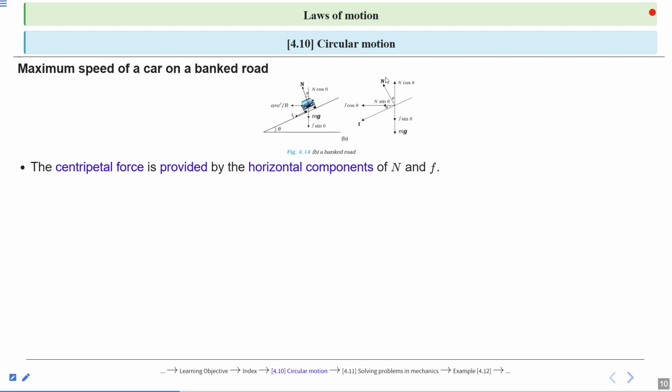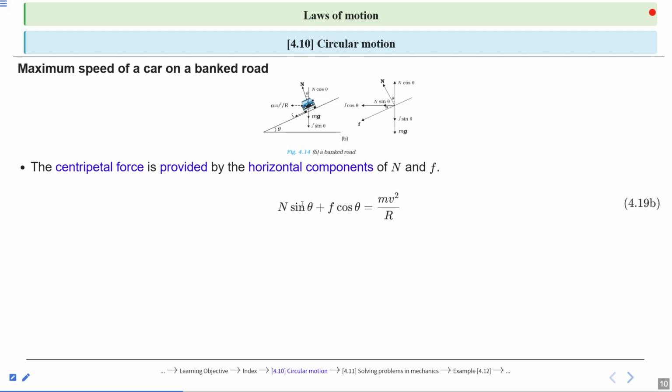If we talk about the normal reaction, that is N, the vertical component is N cos theta and the horizontal component is N sin theta. And if we talk about the frictional force, the horizontal component is f cos theta and vertical component is f sin theta. So here f cos theta and N sin theta are responsible for the motion of a car on a banked road, and the centripetal force is provided by these two forces.